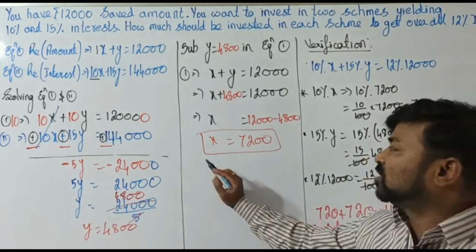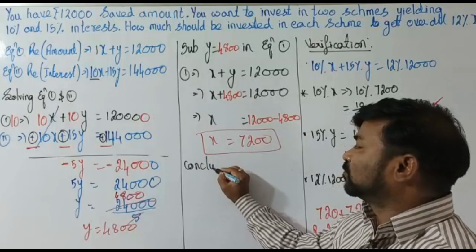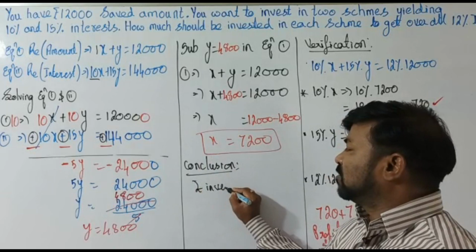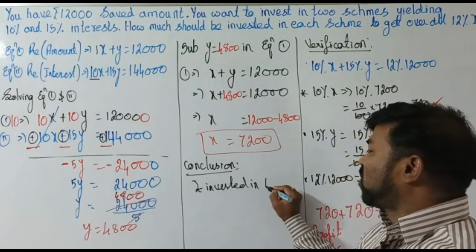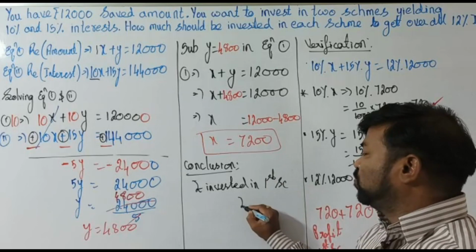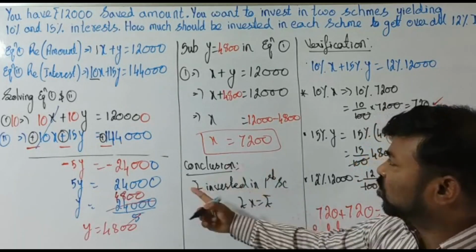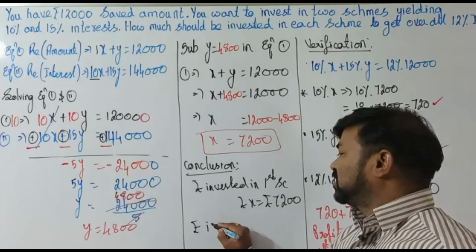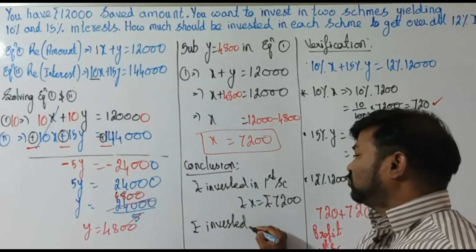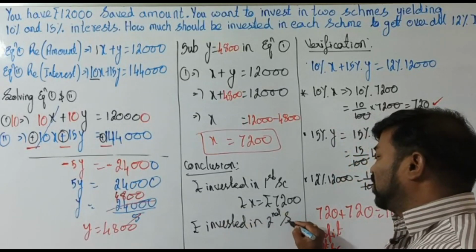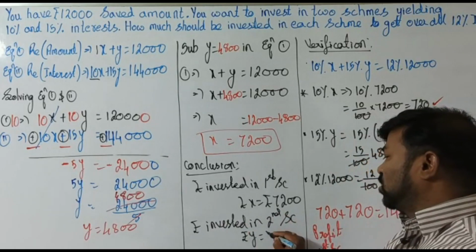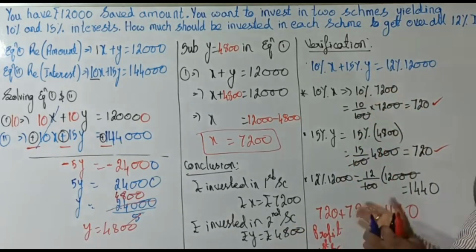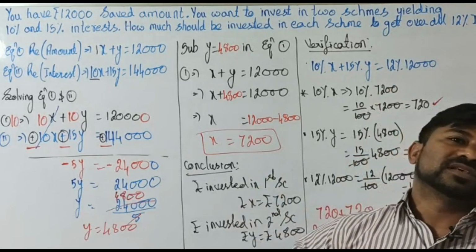Now, after verification, let's go for the conclusion. What's the conclusion? Rupees invested in the first scheme, rupees x, equals rupees 7,200. And rupees invested in the second scheme, rupees y, equals rupees 4,800. So based upon the verification, after proving, we can conclude that this is the investment we made.